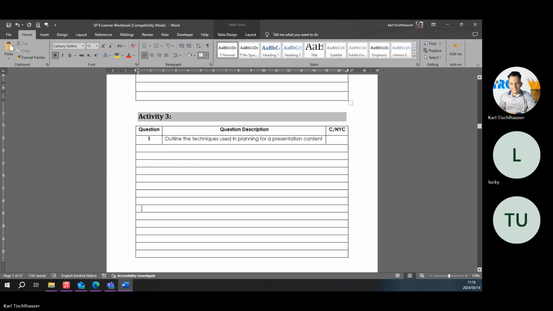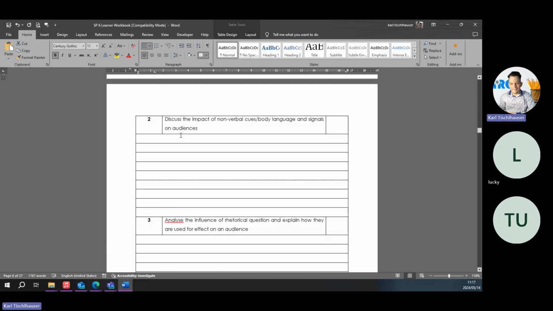Okay. Activity 3, question 1 says outline the techniques used in planning for presentation or planning the content. So give me steps because it's an outline. So I want the steps. How would you go about planning to develop content for a presentation?